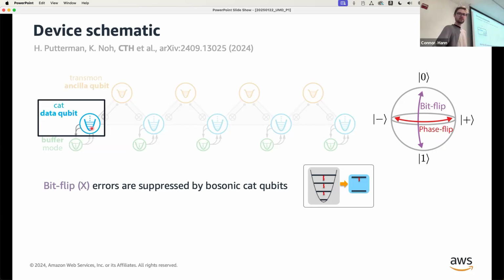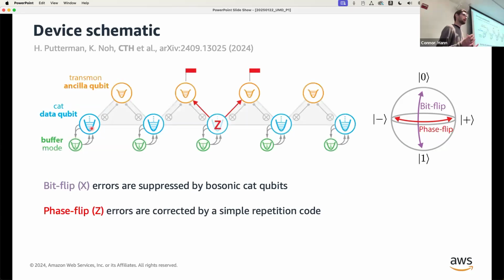system. Then, once those are taken care of, we're going to combine multiple ones of these bosonic cat qubits together into an outer error correcting code. This is this concatenation step that I mentioned before. And this additional layer of error correction is going to be what we're going to do to correct the remaining phase flip errors in our system. In our particular case, the error correcting code that we'll use for that purpose is just a simple repetition code.